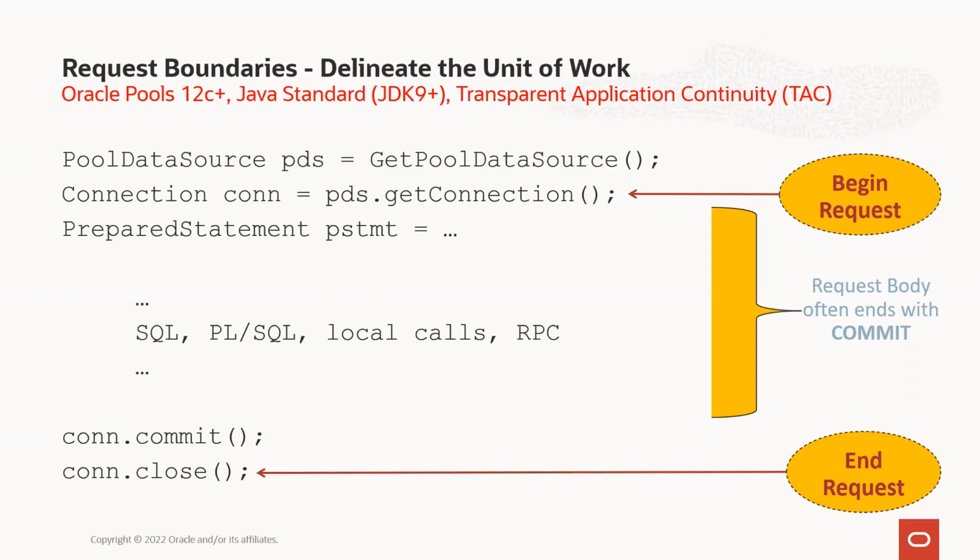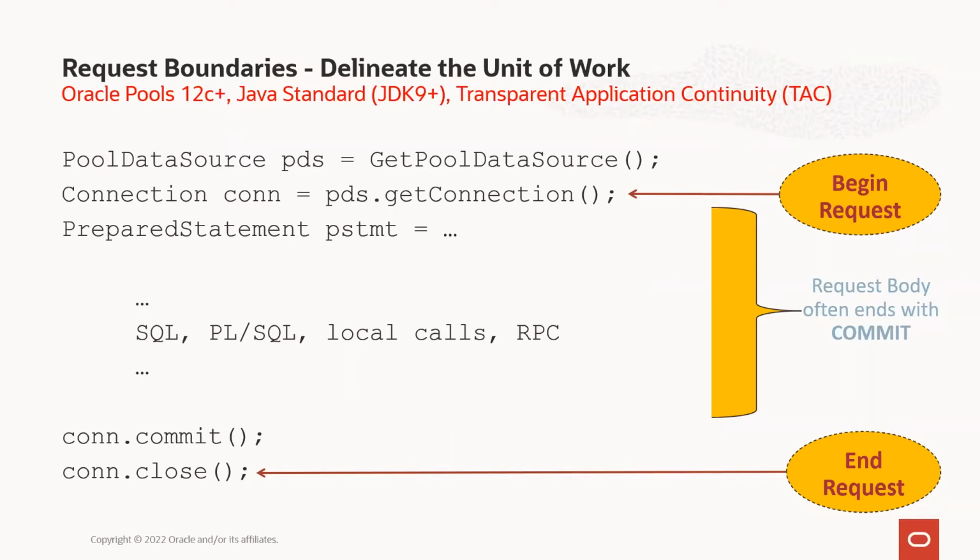Now, the way this all works is request boundaries are meant to delineate the unit of work. Everyone talks about what the unit of work is for various things, and in this case, it's the unit of work for your particular session. Your session may have lots of these requests, but typically it connects to the database and gets a connection from the connection pool. That begins the request. That request boundary is injected by the connection pool. The application doesn't have to do this.